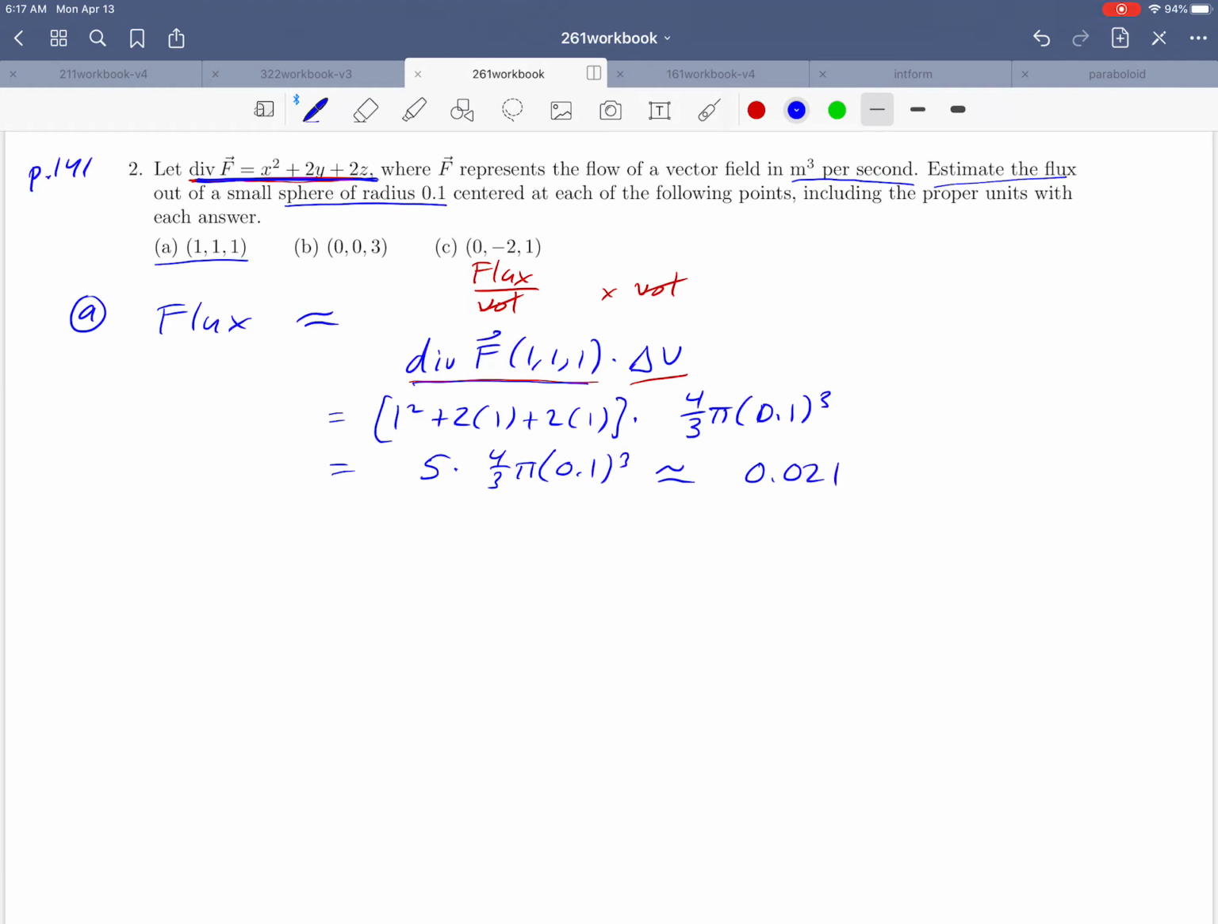Okay, what would the units on that answer be? Okay, well, notice what we're calculating is flux, and they gave us units of cubic meters per second in this problem. So that's what our final unit should be here. Okay, and you can try this out with parts B and C. They're going to look very much the same as what we just did.